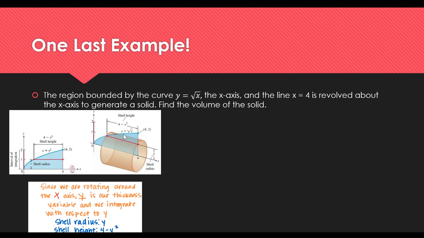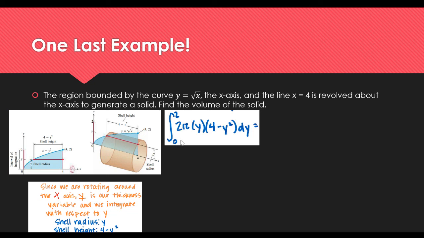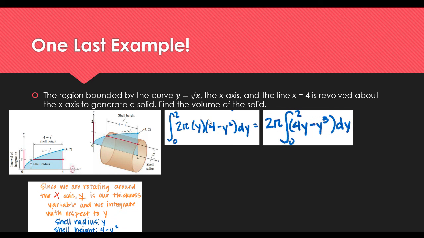So if you think of why that is, since I have this equation, y equals square root of x, I'm going to solve that for x, so it's going to become y squared. But I'm coming all the way out here to 4, and so how thick this is going to be is 4 minus whatever that y squared is. So 2 pi times my thickness variable, which is y, and then 4 minus y squared. So I distribute my y, 4y minus y cubed, 2 pi's chilling out front.